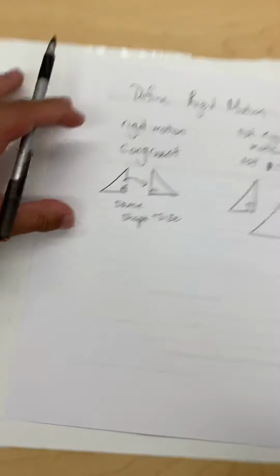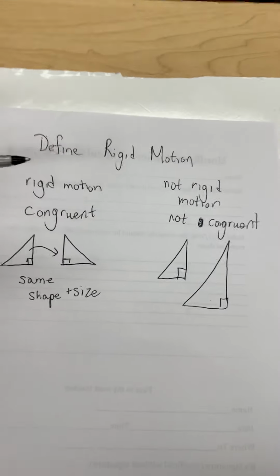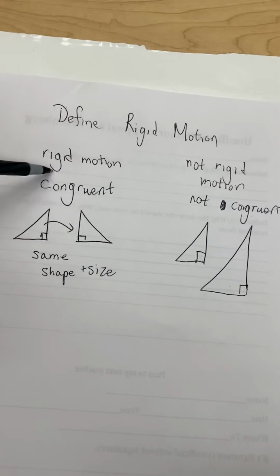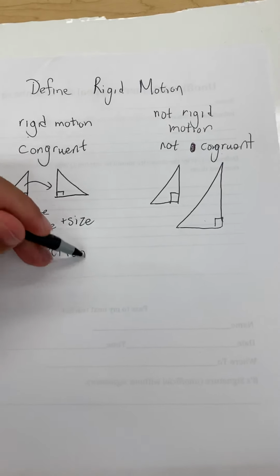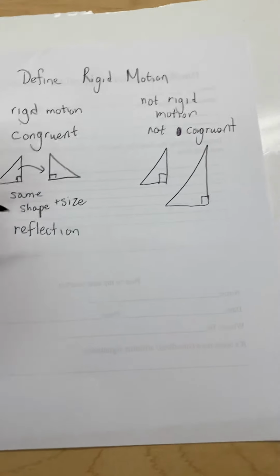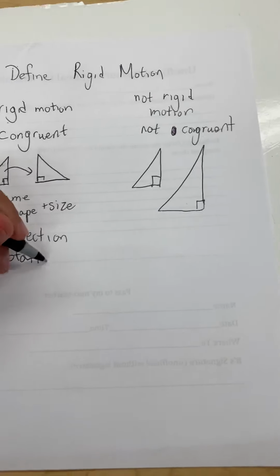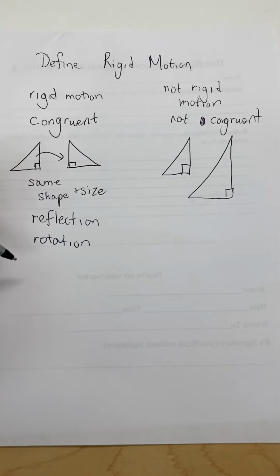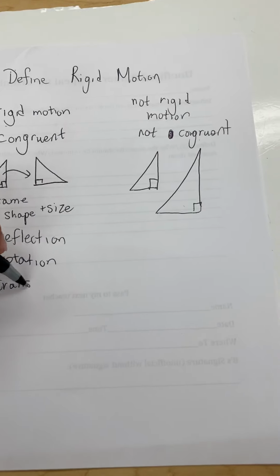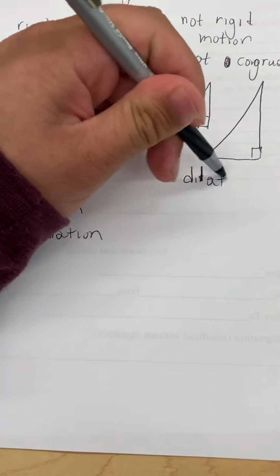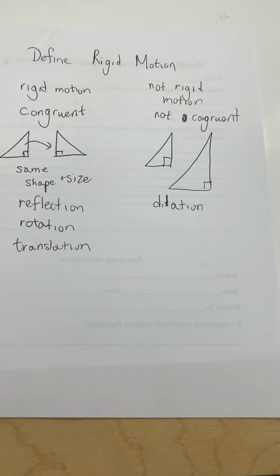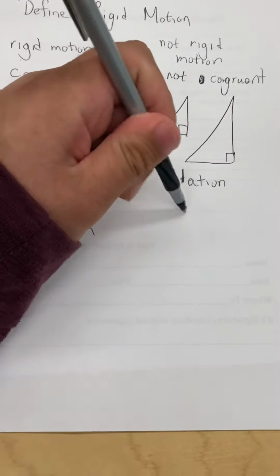So let's review the different types of transformations that we learned, which are rigid and which are not. Reflection keeps the same shape and size. Rotation keeps same shape and size. Translation keeps same shape and size. Does dilation? No, so that would be considered not congruent. How about a stretch? Nope, so also not congruent.